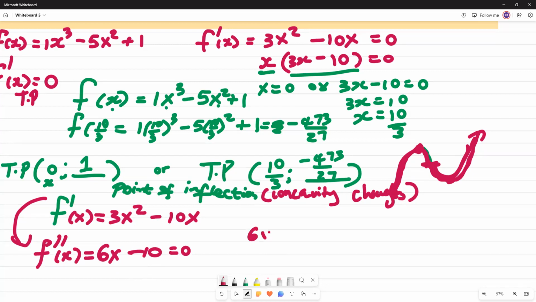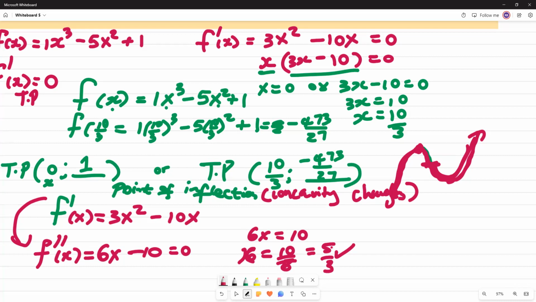And then you solve for x. So you're going to say 6x, you take 10 that side, so equals 10. And then x equals 10 over 6 because I'm dividing by 6 both sides. Which gives me 5 over 3. Right. Now, this is my x value on the point of inflection. That is the x value on the point of inflection.